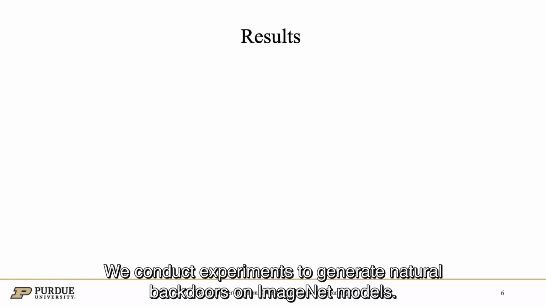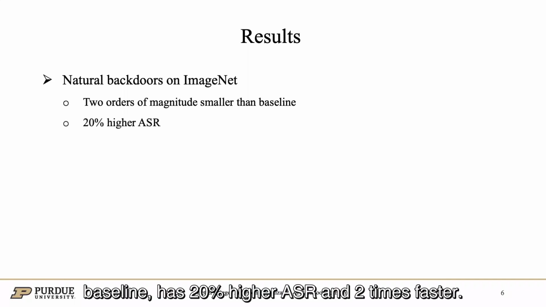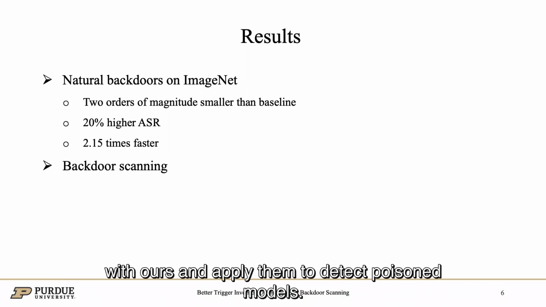We conduct experiments to generate natural backdoors on ImageNet models. The results show our trigger inversion method is 2 orders of magnitude smaller than the baseline, has 20% higher ASR, and is 2 times faster.